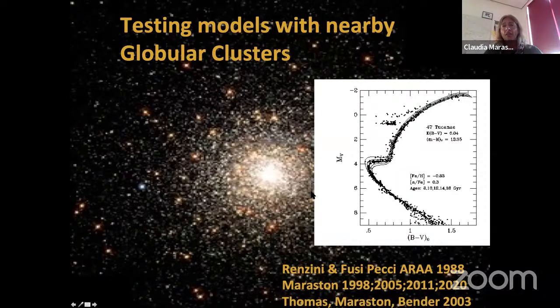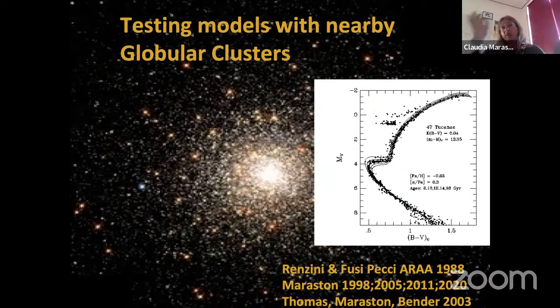Our approach was to test the model with nearby globular clusters. Globular clusters are compact ensembles of stars that have the nice and convenient feature of being coeval and chemically homogeneous. They are coeval in spite of subpopulations detected in the past few years, which are really minimal. They are still simpler than galaxies, I say in advance.